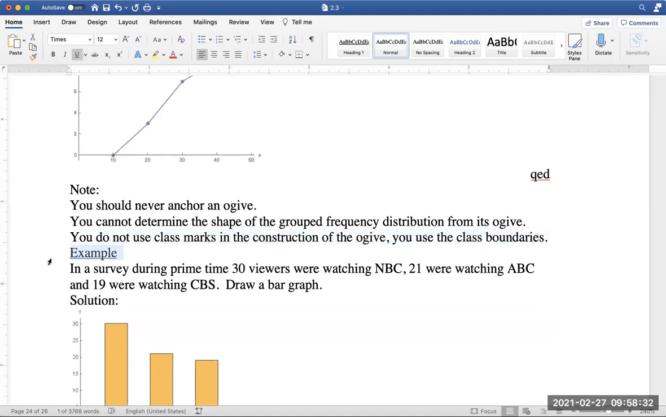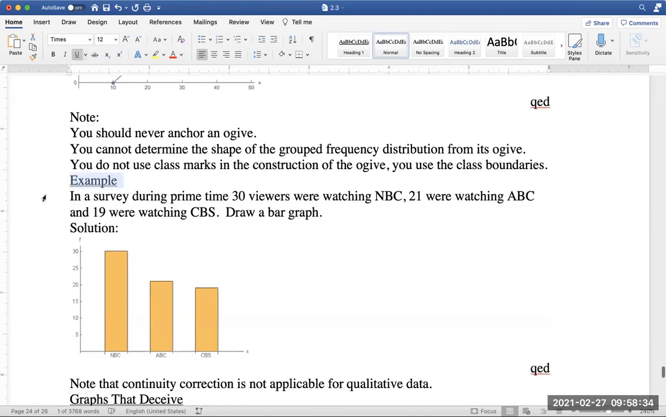Let's do the following example. During prime time, 30 were watching NBC, 21 ABC, and 19 CBS. So since this is categorical data, it is qualitative data, I will use a bar chart.